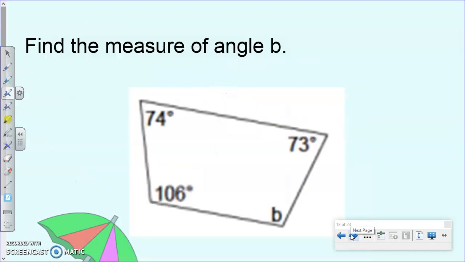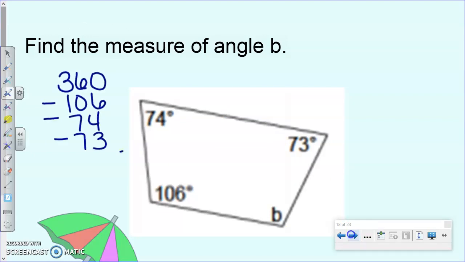This one, again, you're just going to do 360 minus 106 minus 74 minus 73. When you do that, you are left with 107 degrees. So angle B is 107.